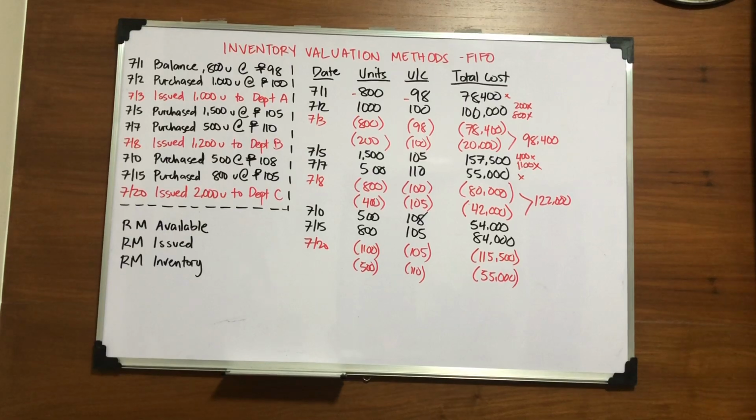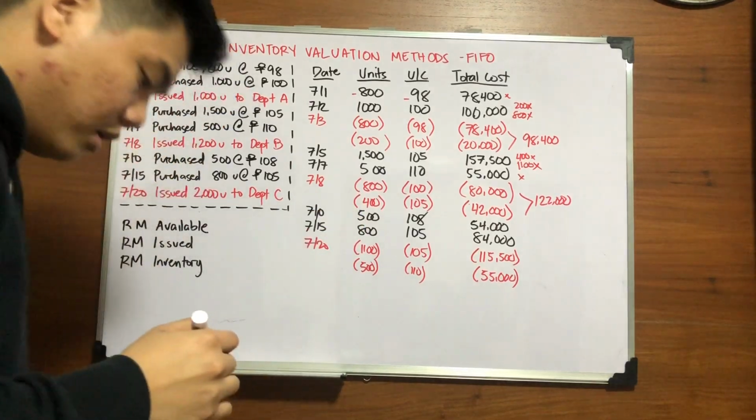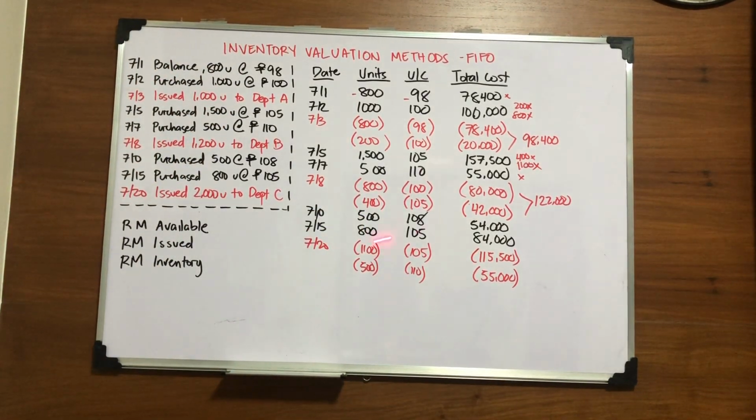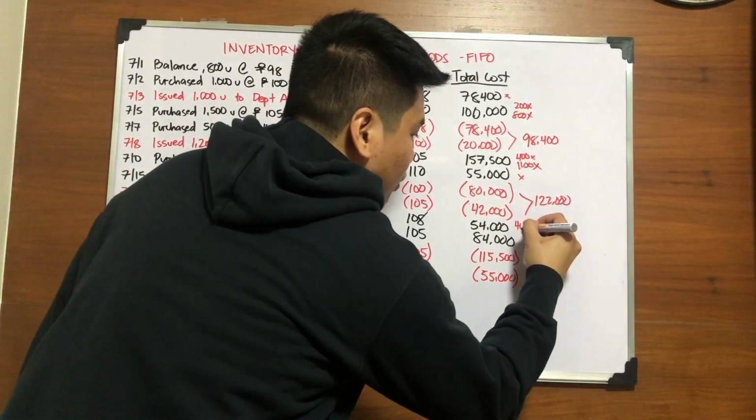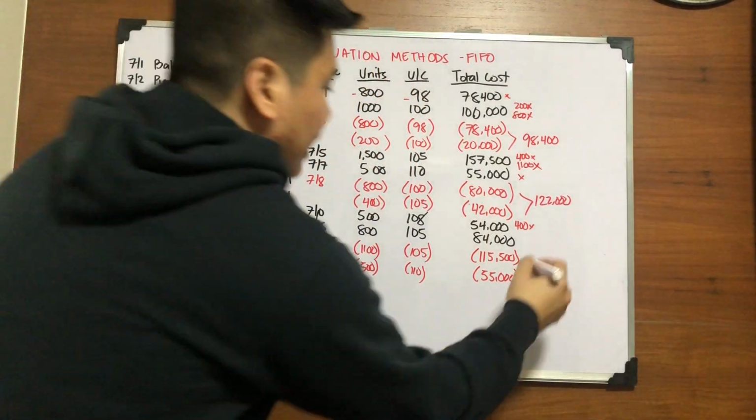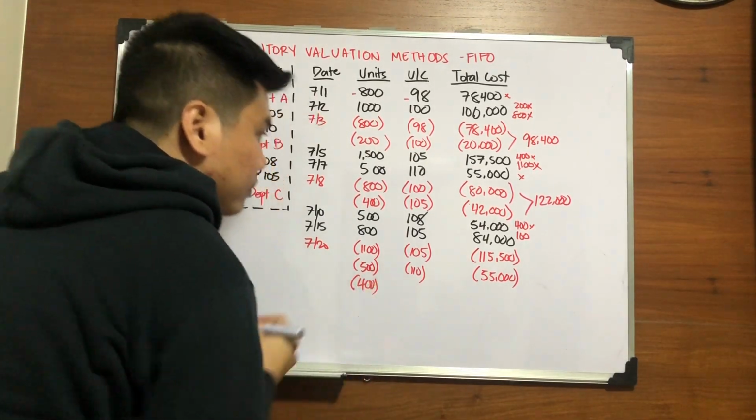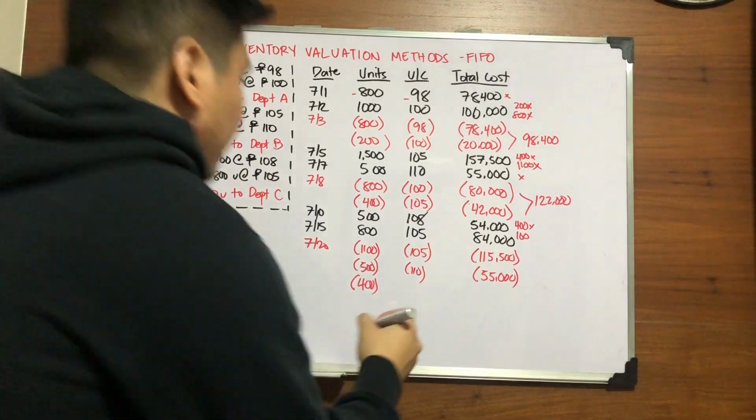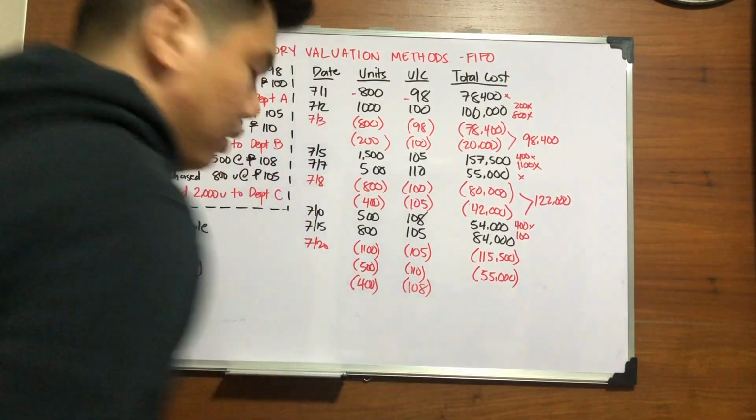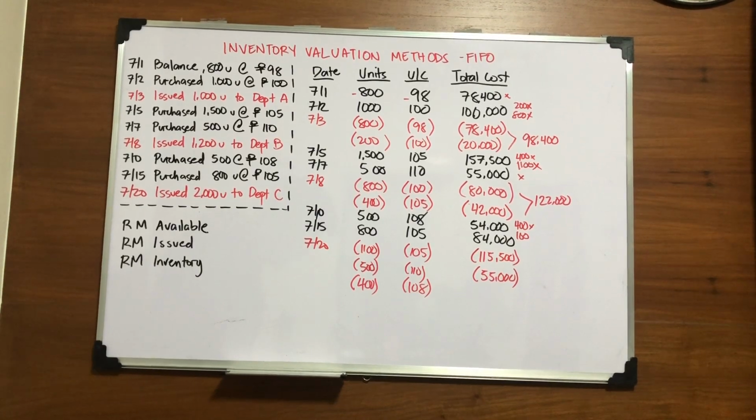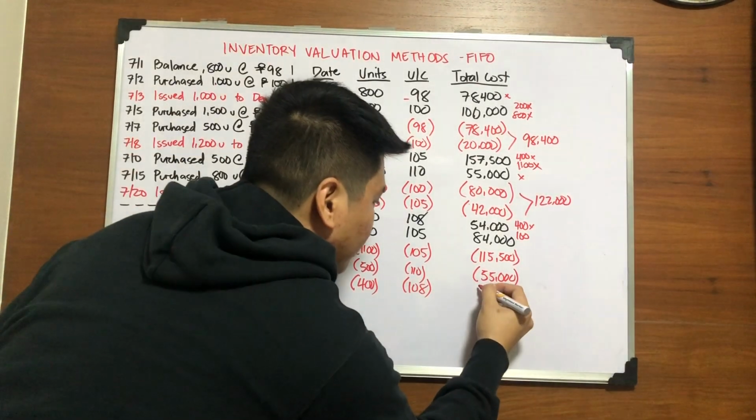So the next earliest is the July 10 transaction. Let's just get a portion of 400 of this July 10 transaction in order to meet the requirements for the July 20 issuance. Let's put a note here that 400 was already consumed. Let's put an X here, and that only 100 is remaining. So let's put it here, 400, with a unit cost of 108. 400 times 108 would give us 43,200.